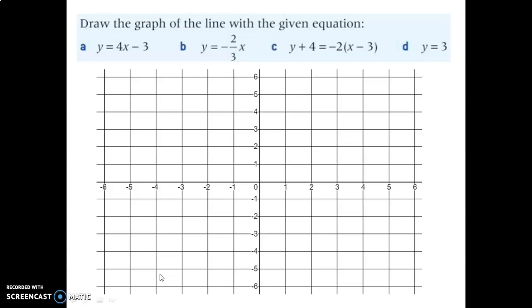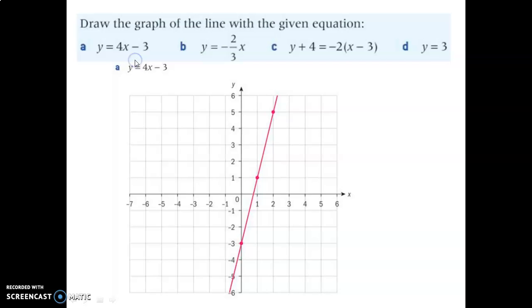Okay, so now using these different forms of lines, we can graph them as well. So here's gradient intercept form, and here's point gradient form. But no matter what form you're given here, you should be able to graph it. So what does the first one look like? There's the first line. We can see a y-intercept of negative 3, and a gradient of 4. It goes up 4 over 1, up 4 over 1.